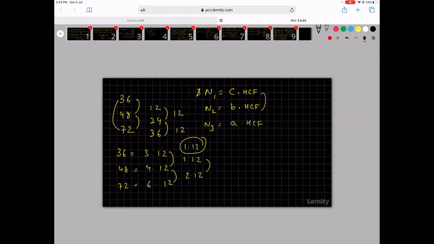So when you subtract these two, you will get B minus C into HCF. When you subtract these two, you will get A minus B into HCF. So when you keep subtracting them, ultimately you will get the HCF. You will never get any number less than that, because they are all unique numbers. So this will never become 0 unless you subtract a number from itself. So either you will get 0 or the HCF.